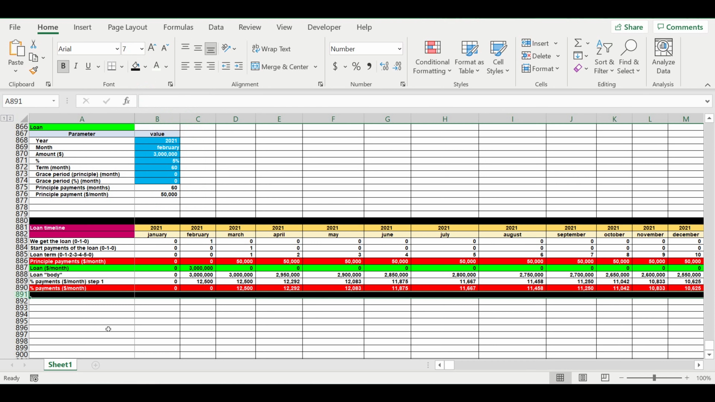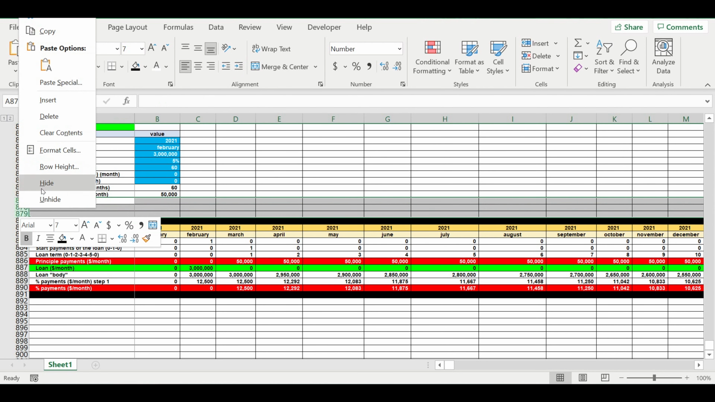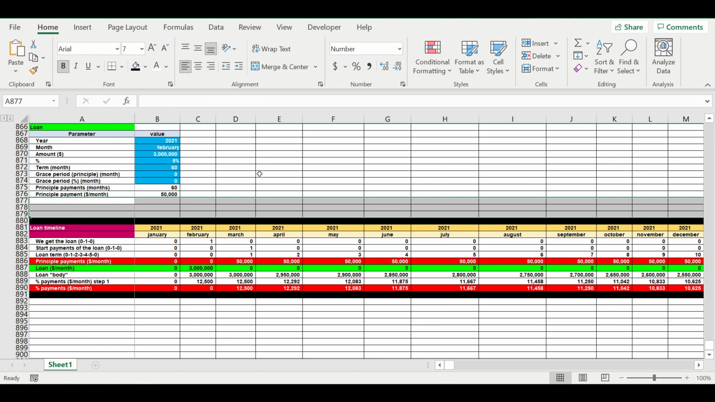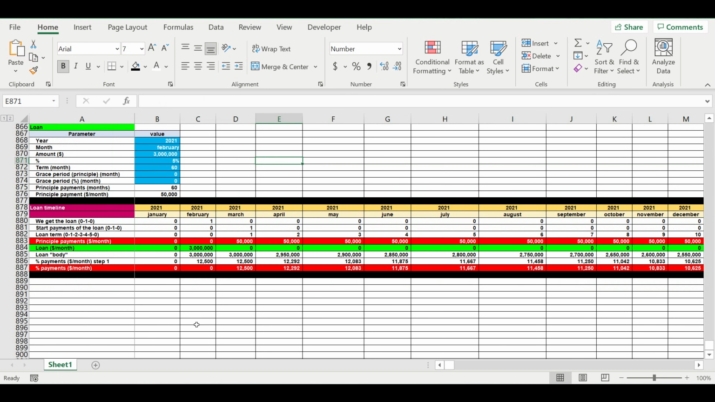We have finished with the loan, the block for the loan. And now everything is ready for building a cash flow statement where we will be able to see the revenues, all expenses. We will see how much money we need to start our business.